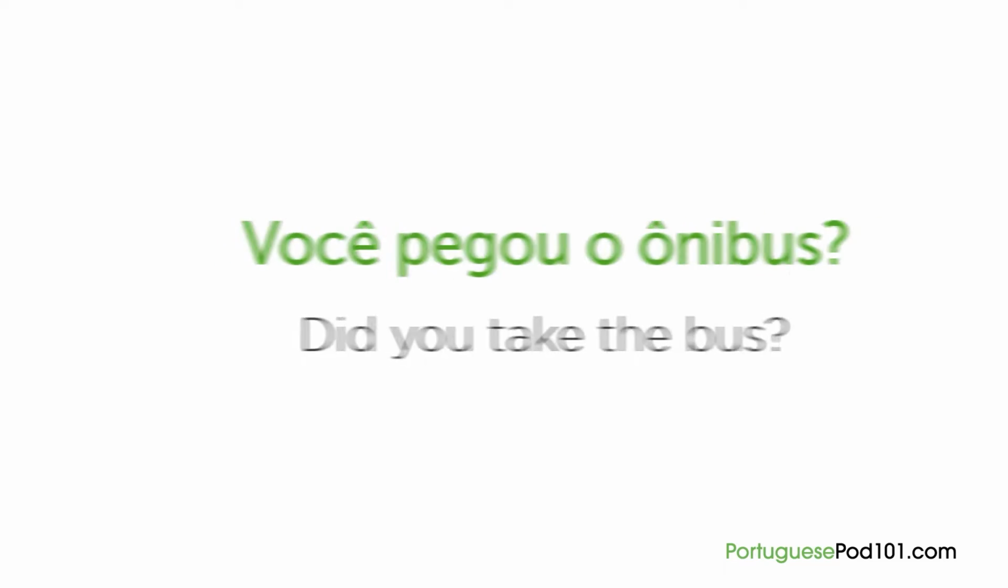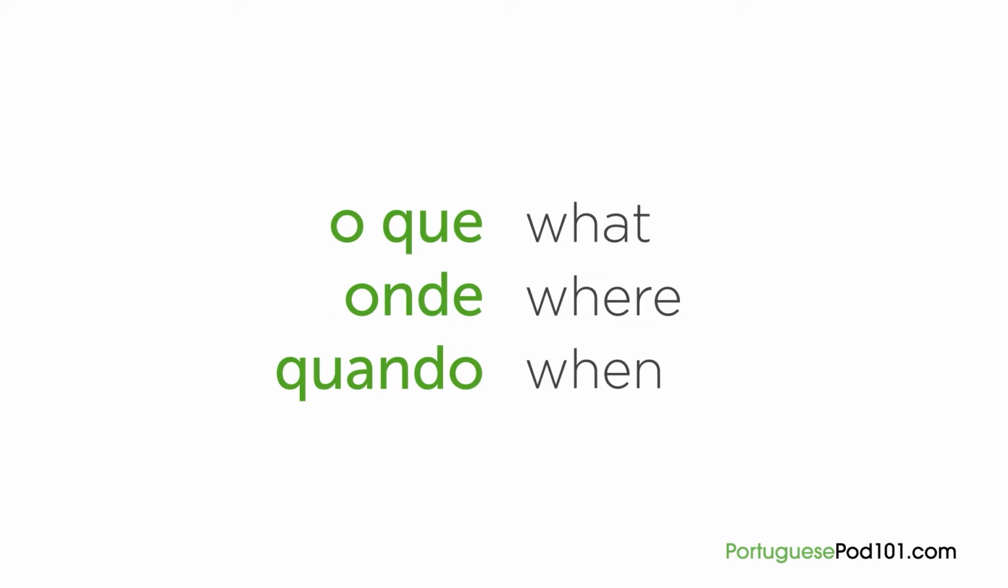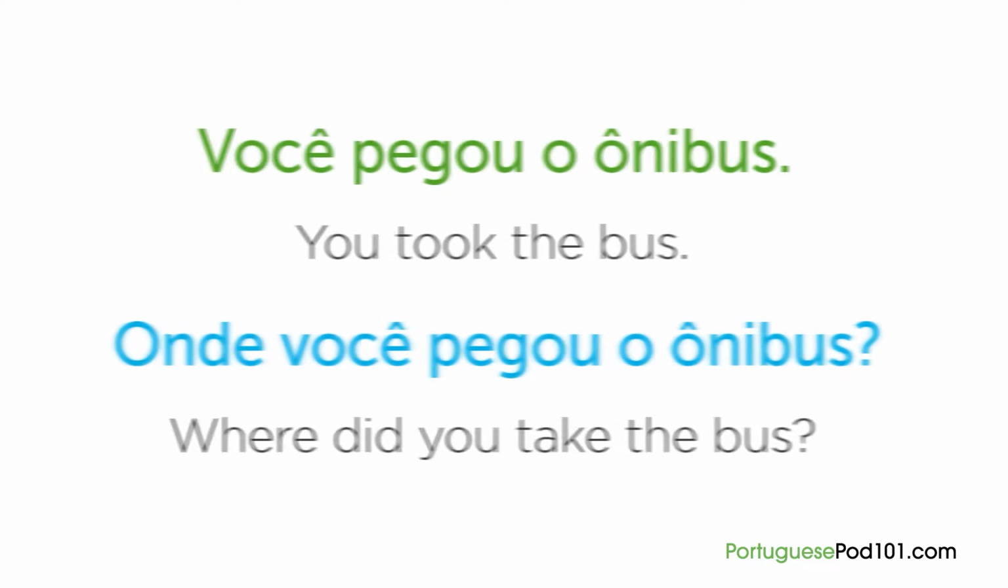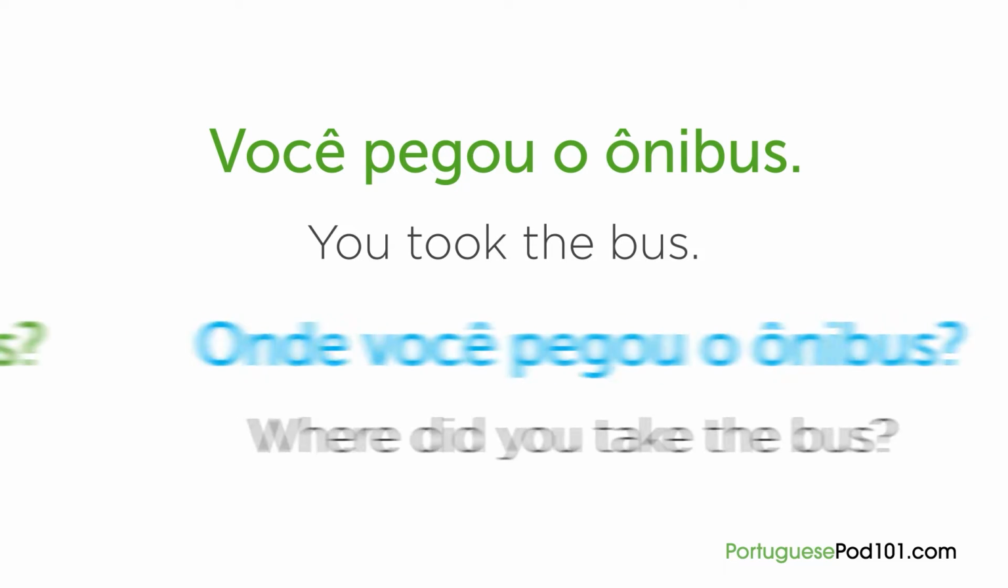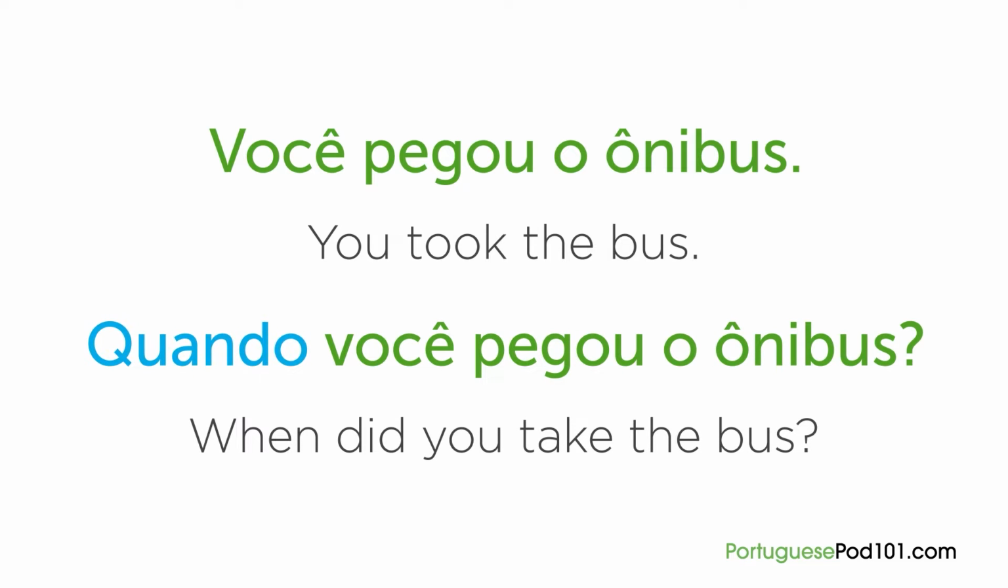And what about direct questions? For some cases, you only need to use a question word, like o que, onde, quando, at the beginning of the sentence. The rest is like the other examples we've seen in this lesson. So, using one of these question words, we could make the following direct question by simply placing it at the beginning. Onde você pegou o ônibus? Quando você pegou o ônibus? This is not an absolute rule, but it's enough to give you a better idea about question words and direct questions in Portuguese. Okay then, let's move on to the next section.